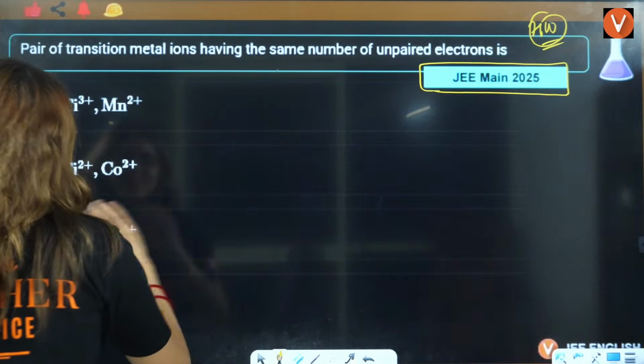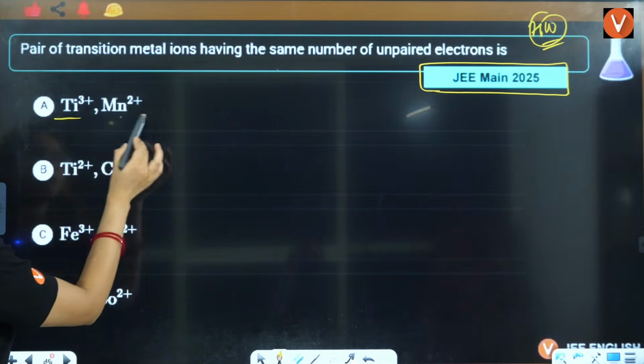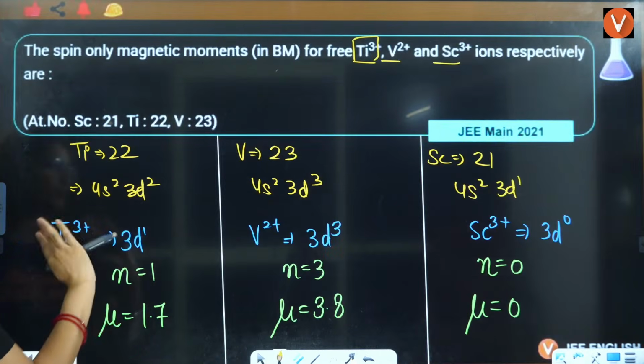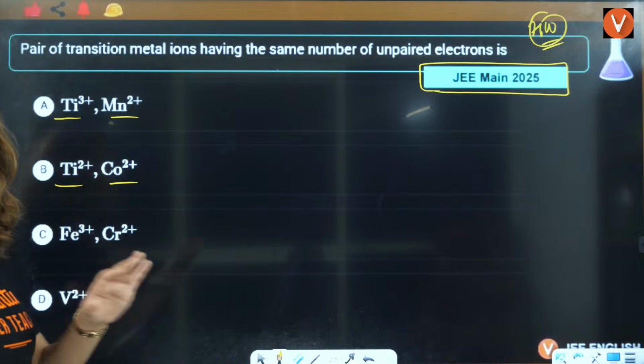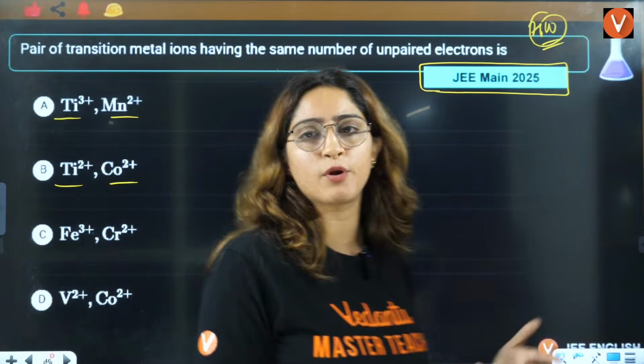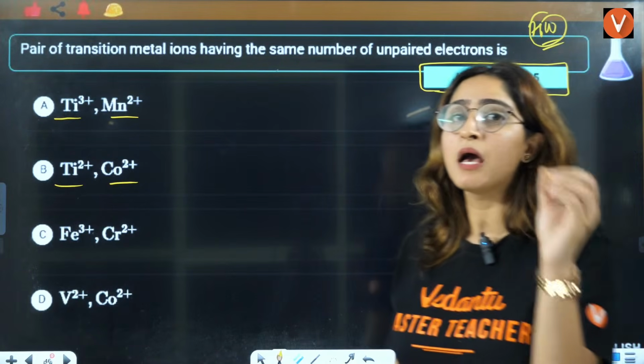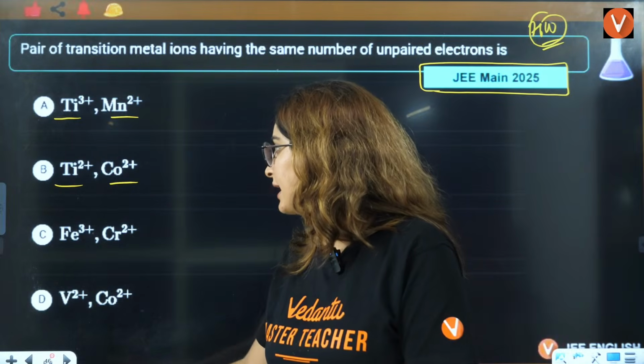Because easily you can do this, right? Same thing what I did here, you have to do the same thing. And you have to see which one has the same number of unpaired electrons. They will have the same magnetic moment, right?